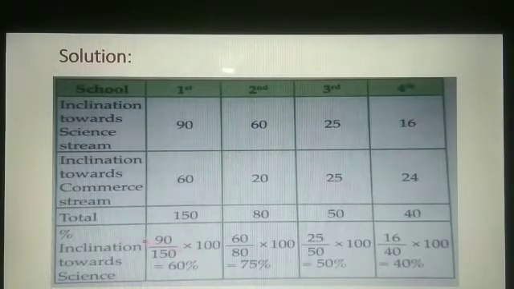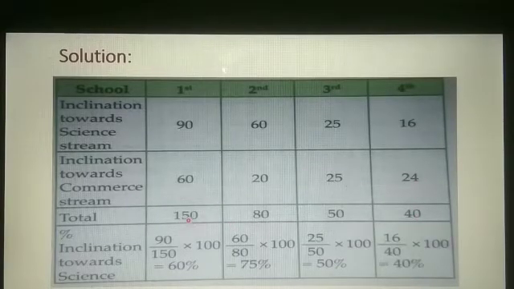What to do? You have to prepare the third column as a total in first school, second school, third school and fourth school, and their percentage. So total is what? In first school, in science stream 90 and in commerce stream 60 students were there, so total is 150. In second school, in science stream 60 students were there, in commerce stream 20 students, so total is 80. In third school, in science stream 25 students and in commerce stream also 25 students, so total is 50. In fourth school, science stream 16 students, commerce stream 24 students, so total is 40.